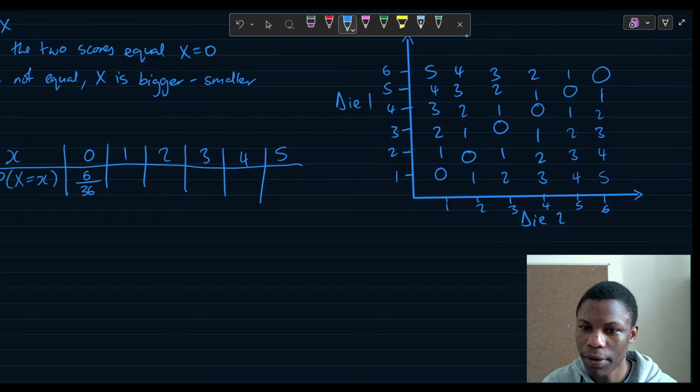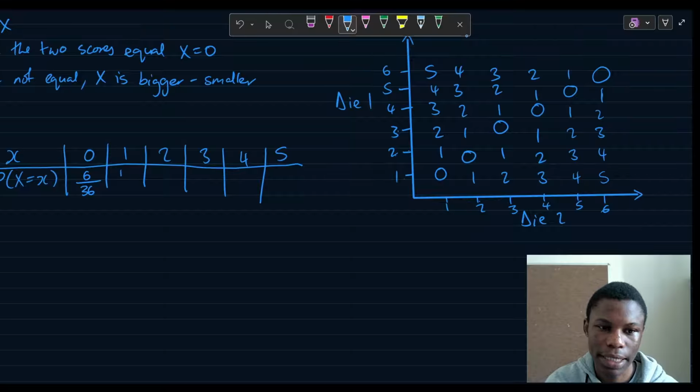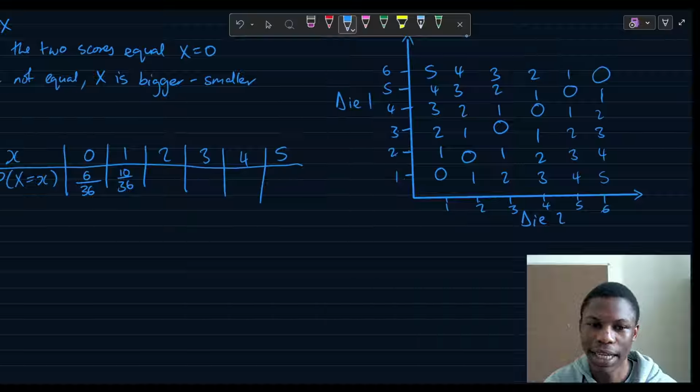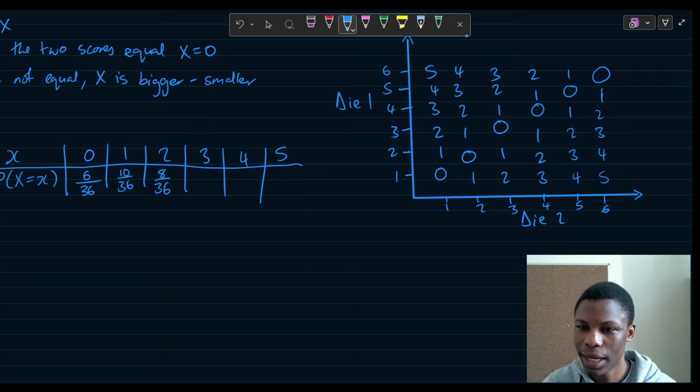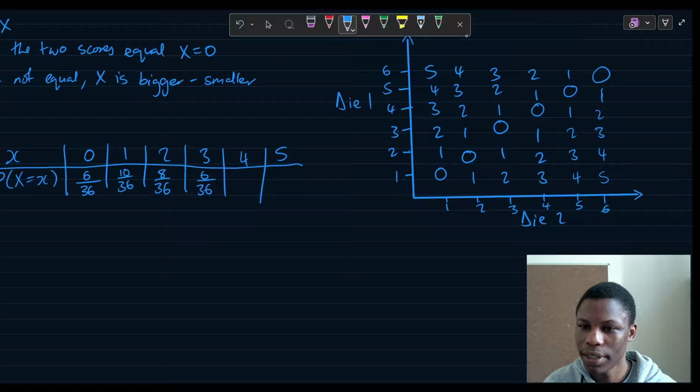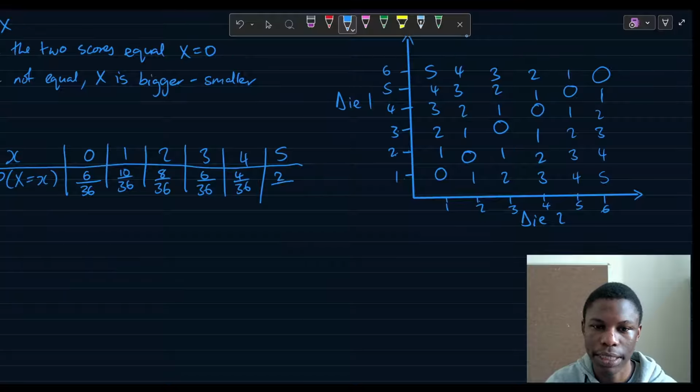How many ones do we have? 1, 2, 3, 4, 5, 6, 7, 8, 9, 10. So that's 10 out of 36. How many twos do we have? That's 1, 2, 3, 4, 5, 6, 7, 8. That's 8 out of 36. How many threes do we have? 1, 2, 3, 4, 5, 6. That is 6 out of 36. How many fours do we have? That's 1, 2, 3, 4. So 4 out of 36. And fives, we only have 1 and 2 out of 36.